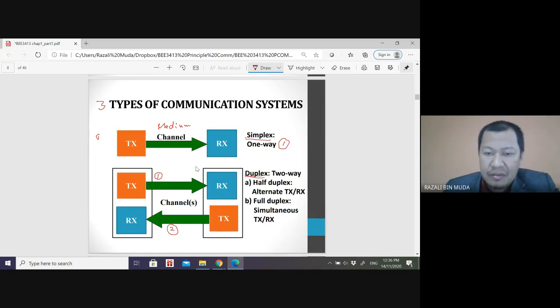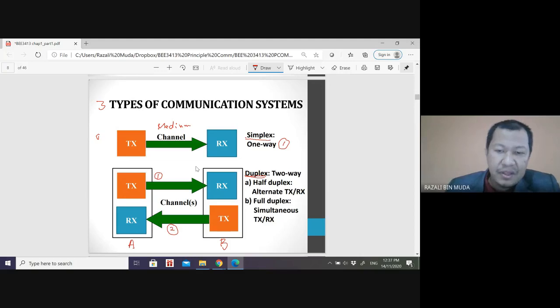There are two types of duplex: half duplex and full duplex. Half duplex is alternate transmitter and receiver, meaning only one device can be the transmitter at one time. For example, with device A and device B, if device A becomes transmitter, then device B becomes receiver. If device B becomes transmitter, then device A becomes receiver. Only at one time. So it is called half duplex.